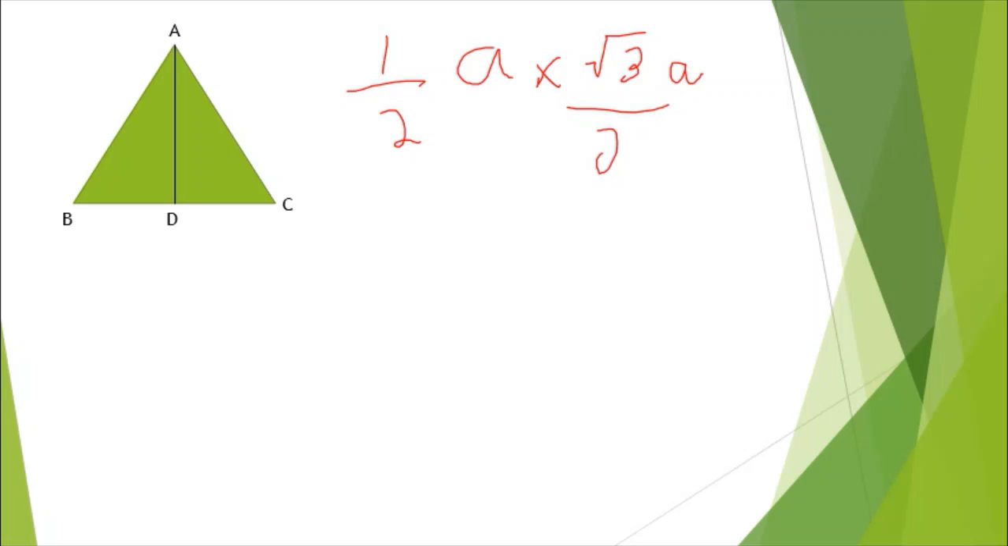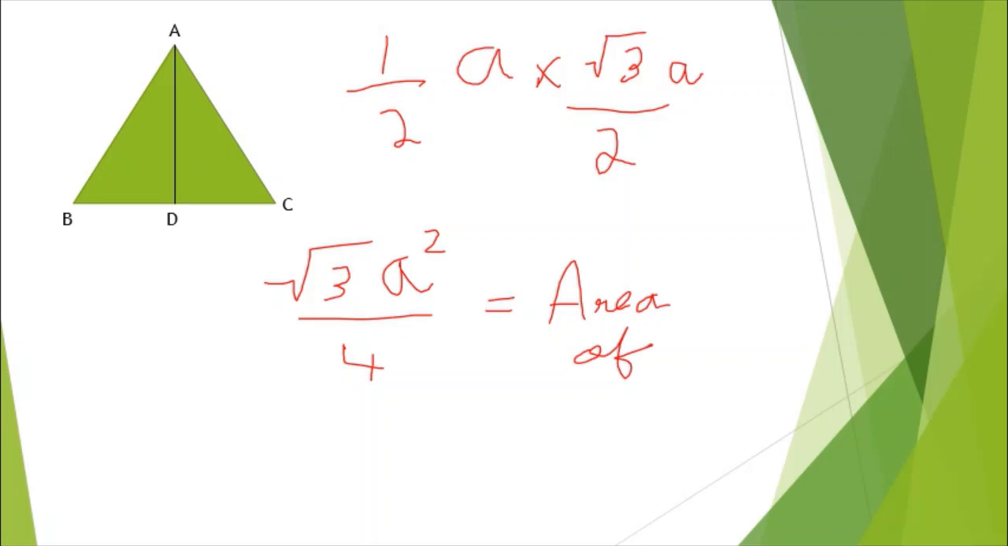So you multiply these A's, you will get A square, and when you multiply root 3 with 1, it remains the same, so you'll be getting root 3. And when you multiply 2 and 2, you get 4. So root 3 by 4 A square, or root 3 A square by 4, is the area of an equilateral triangle. I'll just write it for reference.